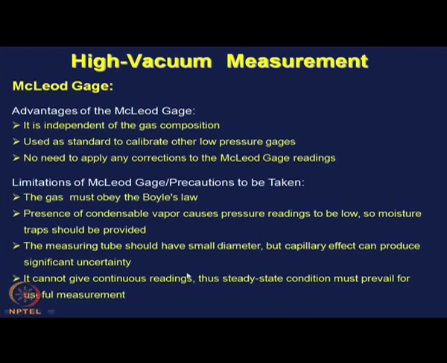Finally, the McLeod gauge cannot give continuous readings, because the measurement involves a lot of steps to be followed, like the reservoir has to be lowered, and subsequently it has to be raised. So, it cannot give continuous readings. Thus, steady state condition must prevail for useful measurement.